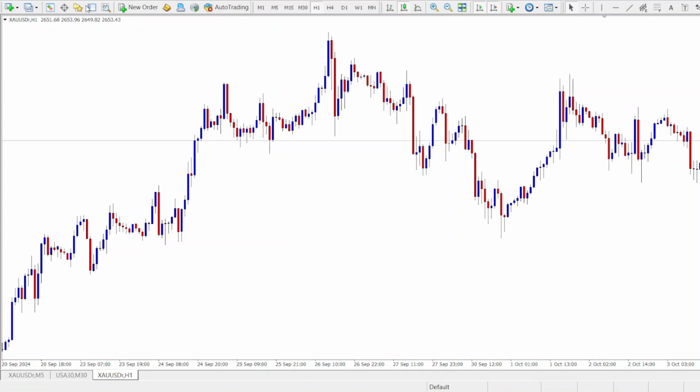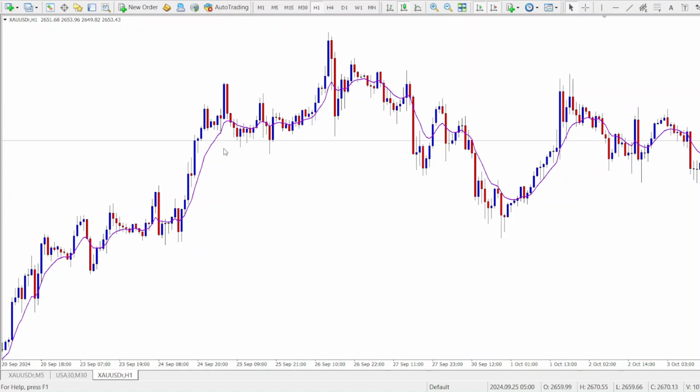Go to insert indicators, moving average. This period, you set it to 9. The EMA method, you set it to exponential. You can choose whatever color that you want, and then you can choose the thickness of the line that you want, and then you click on OK. Right? So this is our 9 EMA on our chart.